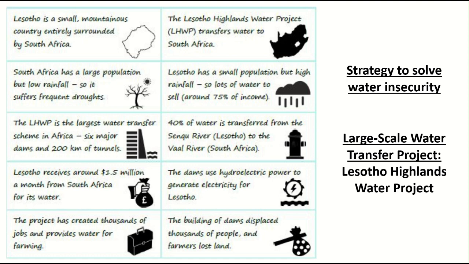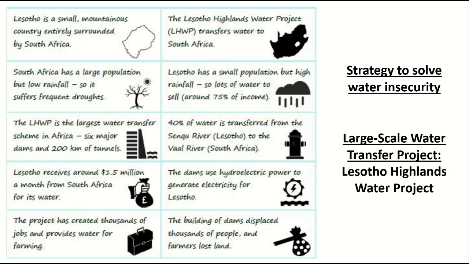Now, this has clear economic benefits. Lesotho receives $1.5 million a month for the water. It's created thousands of jobs, and it's also meant that because they've built dams, they've now got hydroelectric power in Lesotho. However, on the flip side to this, the building of dams displaces thousands of people. When you build dams, you have to flood the area behind the dam to create a reservoir. People were forced to leave. They lost their homes, they lost their farmland, clear social issues there.